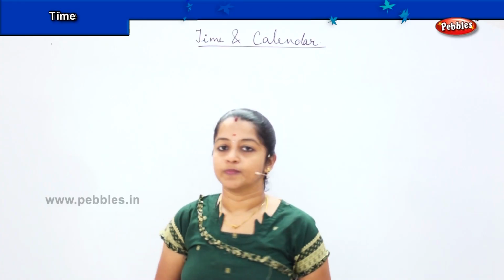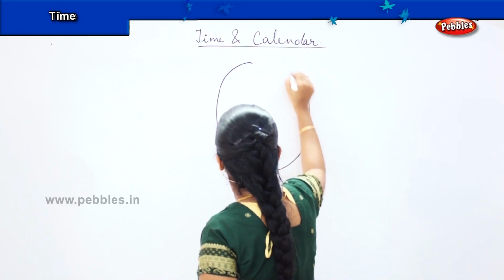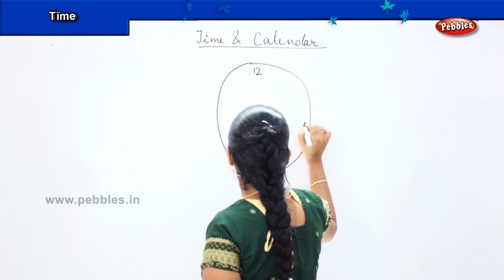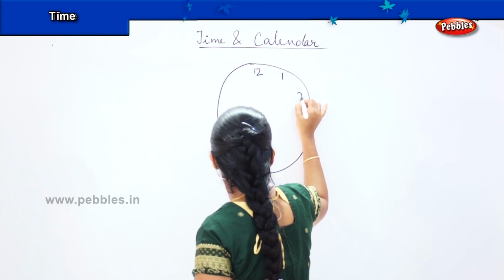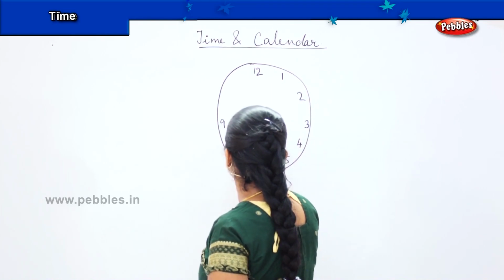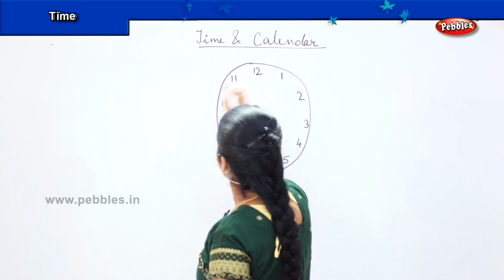Okay. So now I will be drawing the clock again. And we will understand how the time shifts from one digit to another digit. Starting here 1, 2, then 4, 5, 7, 8, then 10 and 11.